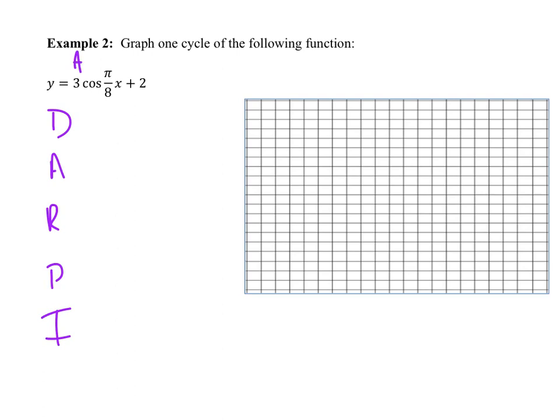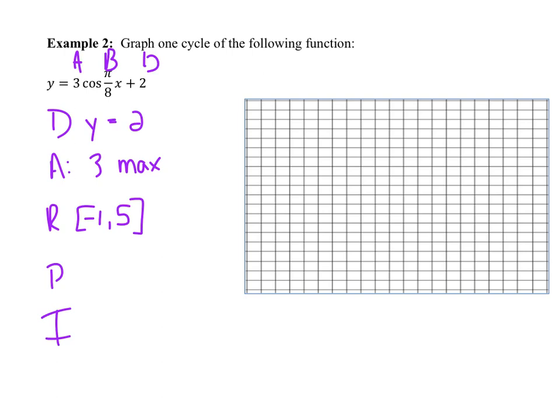Okay, so this is A, this is B, this is D. So it's y equals 2. A is 3. Now this is cosine, so it's going to start at the max, or hit the y-axis at the max. The range is 2 minus 3 and 2 plus 3. So that is our range of values.